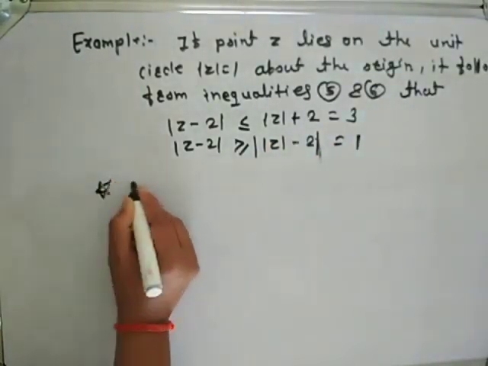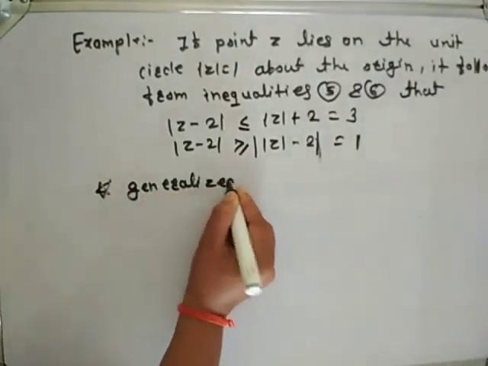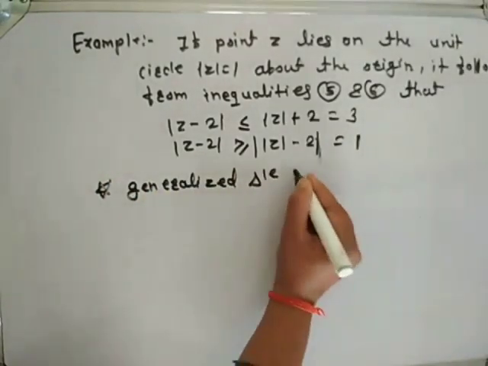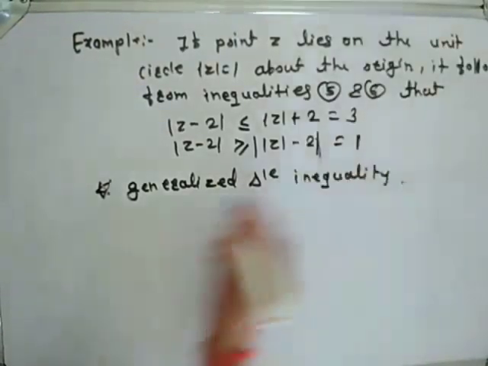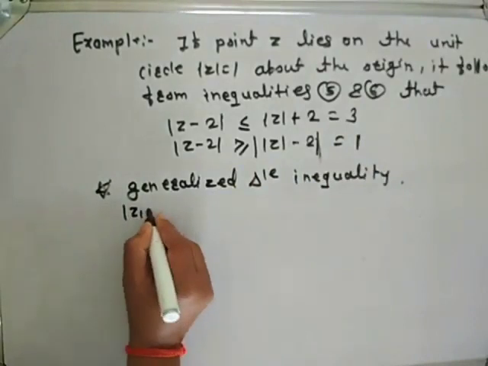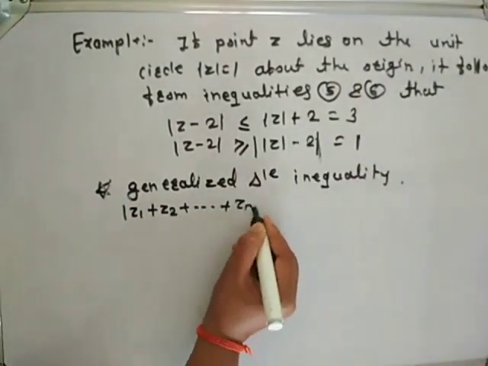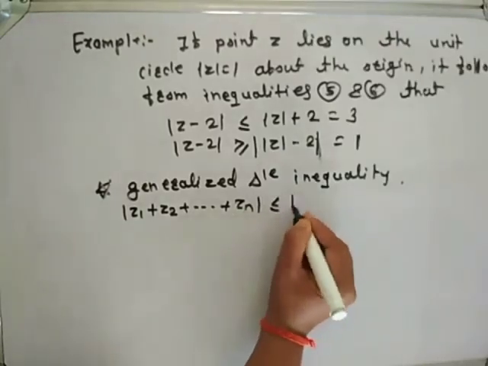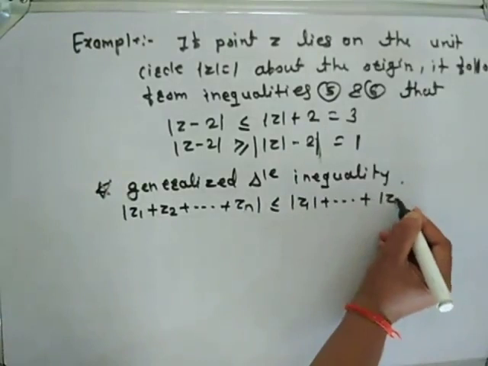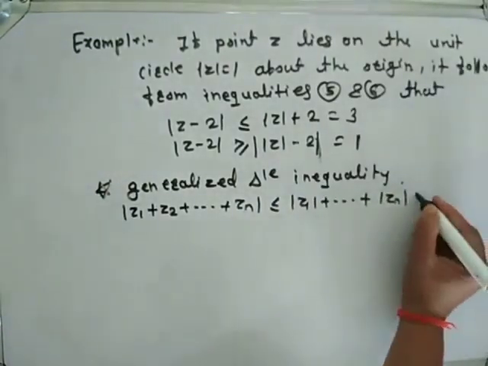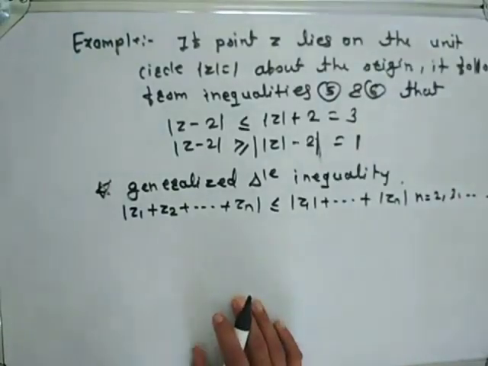In the next line, write down the generalized triangle inequality. Mod of z1 plus z2 plus and so on plus zn is less than or equal to mod z1 plus and so on up to mod zn, where n is greater than or equal to 2, 3 and so on.